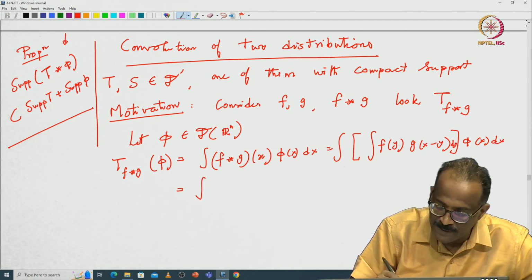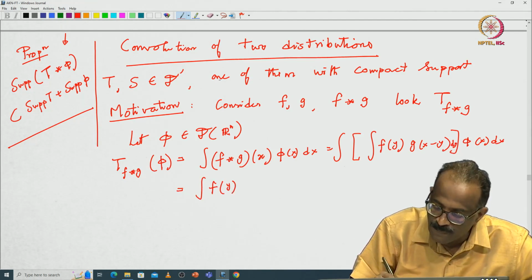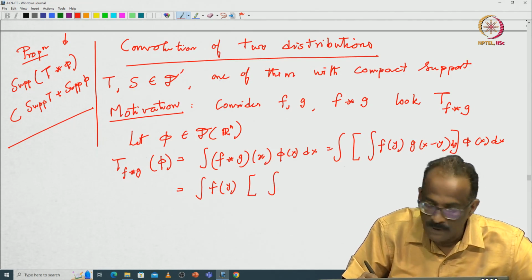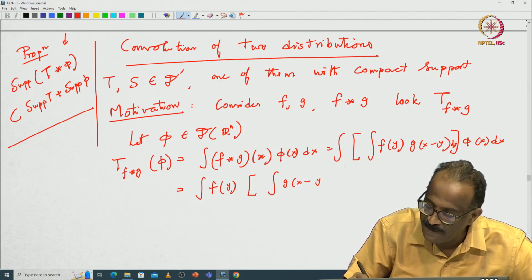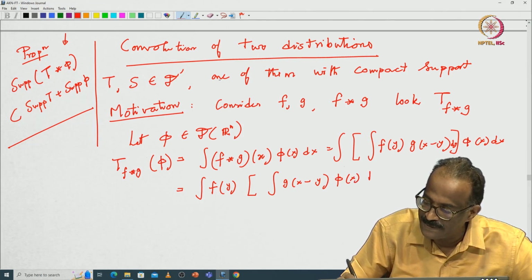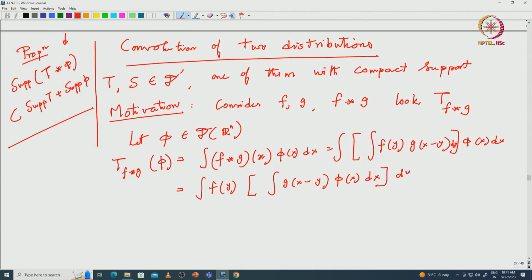So, as usual, Fubini, which you keep on using, gives f of y times some term: the integral of g of x minus y phi of x dx, all with respect to dy. I call this term psi of y. In that case you will have the integral of f of y psi of y dy. You can write this as Tf acting at psi, whether or not psi has compact support; I am not bothered now. It is a way of writing it as a distribution in terms of psi.